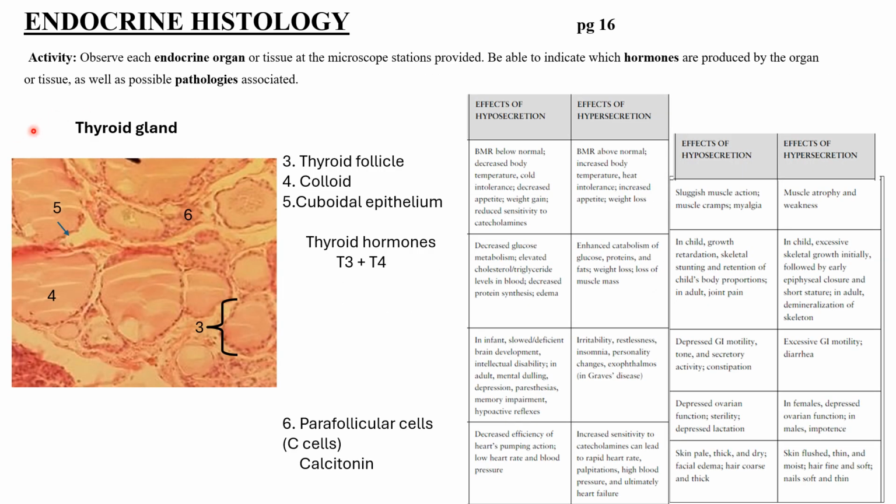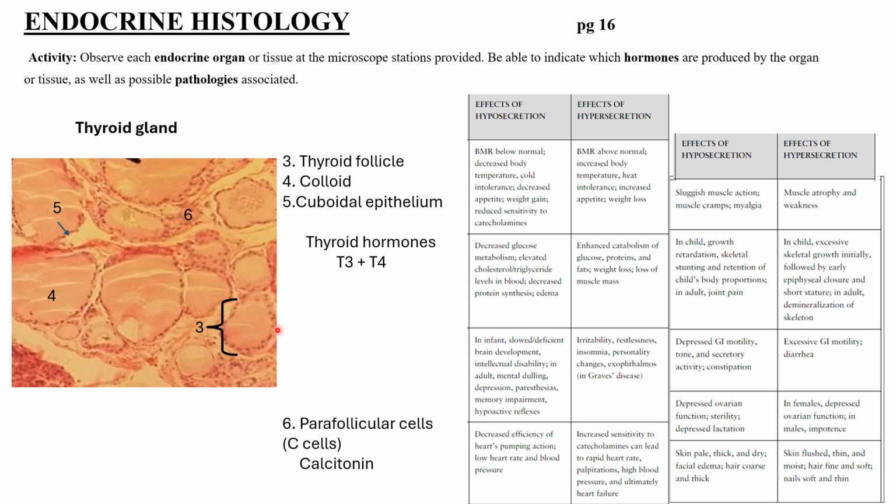This slide is a thyroid gland. This is how thyroid gland appears under the microscope and what you're supposed to recognize. How will we say that this is a thyroid gland? Thyroid gland consists of thyroid follicles. This bracket is enclosing a thyroid follicle.